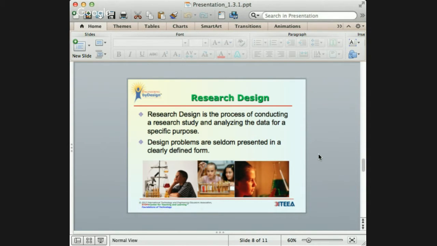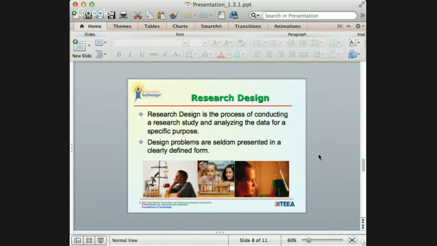Okay, so research design, I've taken quite a few classes on this. This is when you conduct a research study and you analyze the data. And keep this in mind. This sentence is very important. It's going to come back to bite you.